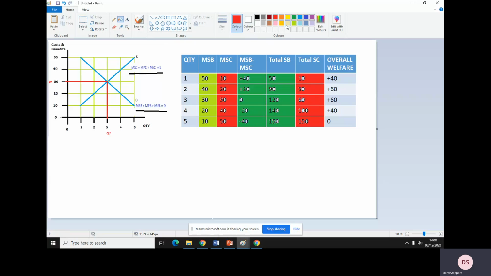Now hopefully what you can see here is welfare is maximised when we offer 3 units of production in the place. The overall welfare of this will be 60. Now look at this. If we were to offer only 1 unit of consumption and production, then welfare would be lower than what it would be at 3. If we went beyond 3, then overall welfare will start to fall.